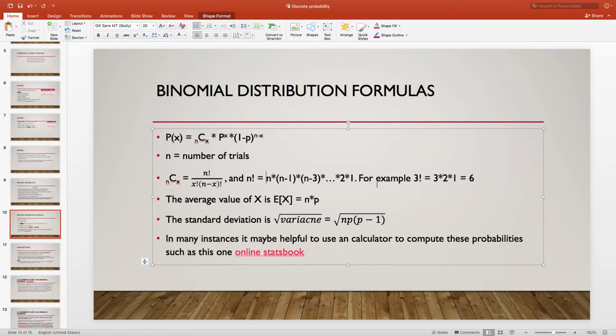Now, a couple more properties about the binomial distribution: the average of x is just n times p. The standard deviation is the square root of n times p times 1 minus p. And you can use an online calculator. I have one linked here to calculate binomial probabilities. If you don't want to plug these numbers into your calculator, you can do it on a computer. That would be okay.